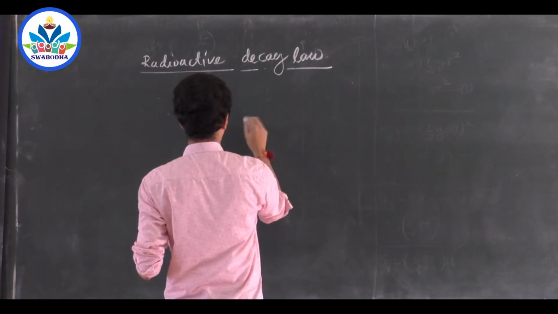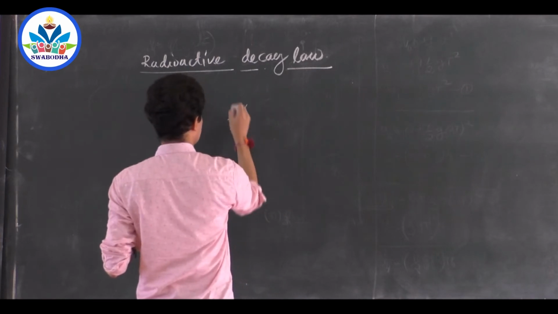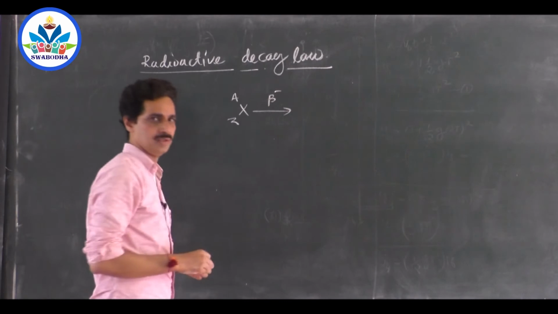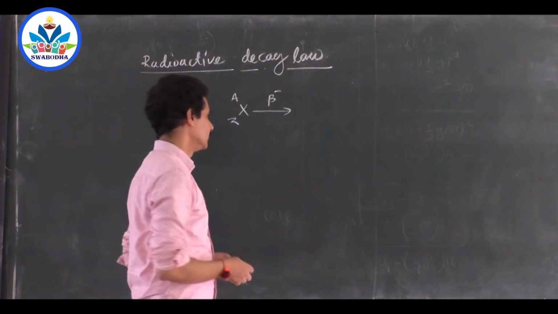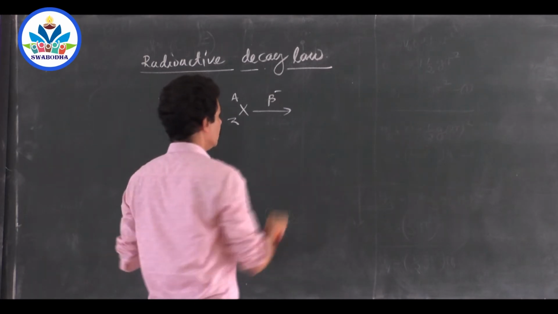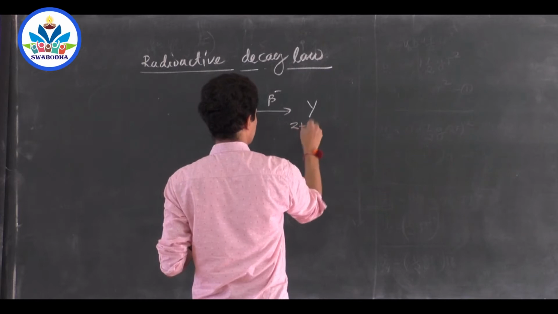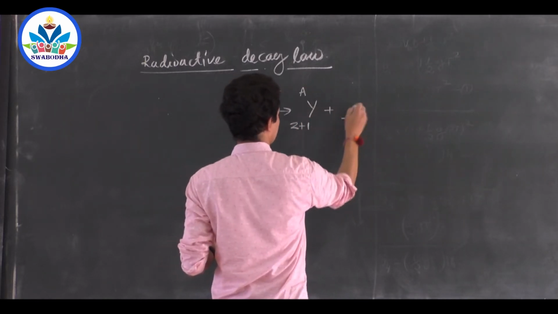So, what is the equation for beta particle emission? ZXA, emitting beta minus. This is natural radioactivity. If radioactivity is occurring naturally, then electrons will be emitted. How? After the emission, the daughter nuclei formed will have atomic number increased by 1, mass number remaining the same, and you have minus 1 and 0.